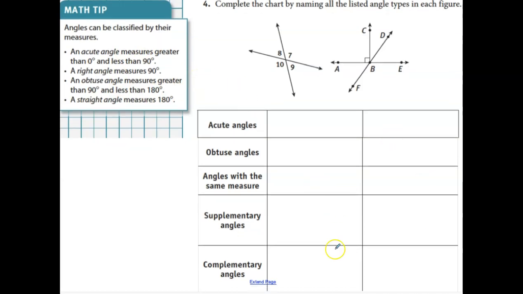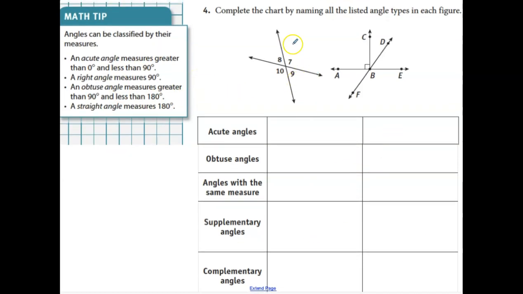So I want you guys to complete the table as much as you can. For example, for acute angles, 9 looks like it's less than 90. So I would say angle 9 is going to be an acute angle, and angle 8 is also an acute angle. And you would do the same thing for all over here and here. So complete the table as much as you can to the best of your ability, and then we'll go over some answers.